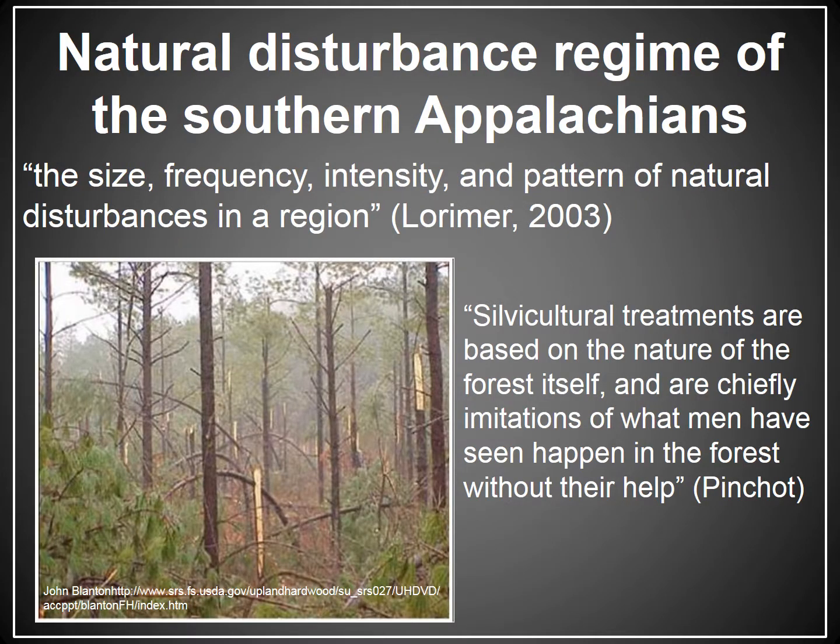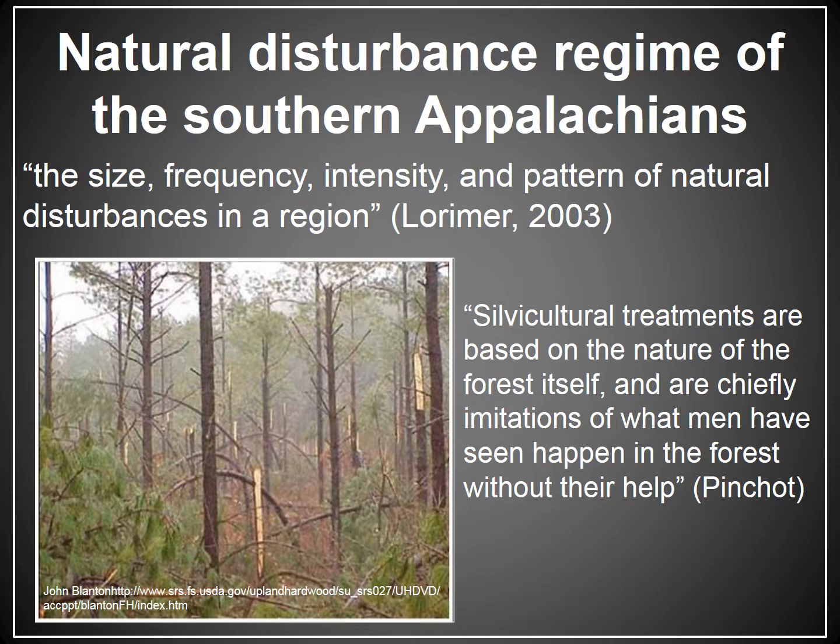So natural disturbance regime, defined as the size, frequency, intensity, and pattern of natural disturbances in a given region, really dictates the forest dynamics of an ecosystem. The type of disturbance common to forest ecosystems drives what species are present within that ecosystem. When those species are present within the ecosystem is driven by natural disturbance regime and also the overall structure of the forest ecosystem. Specifically whether forest land is typically even-aged or uneven-aged.